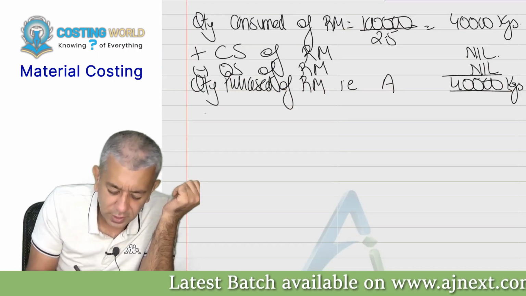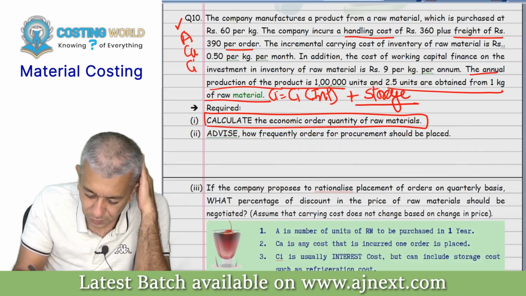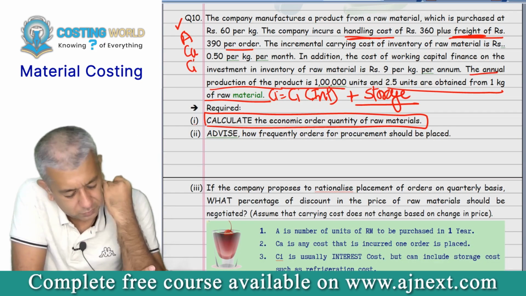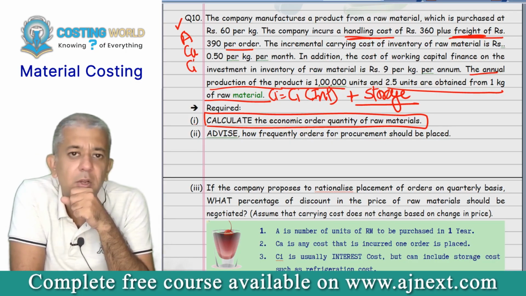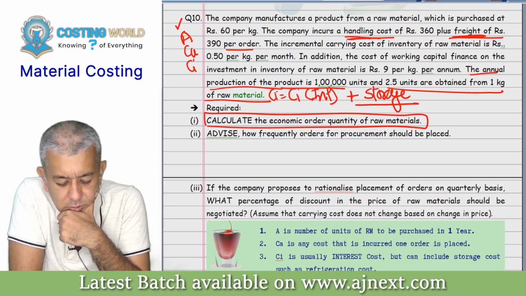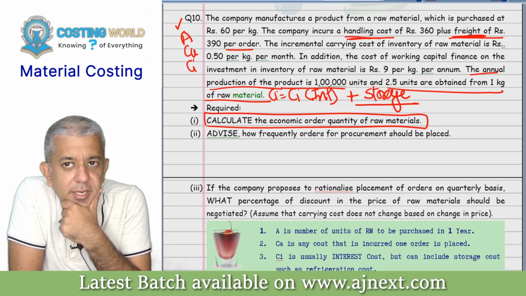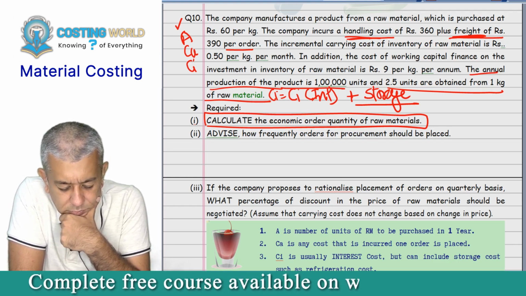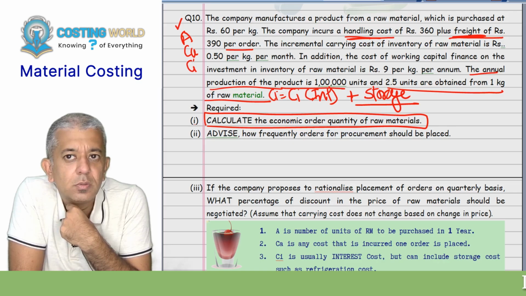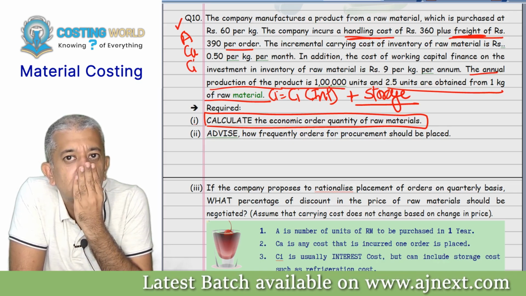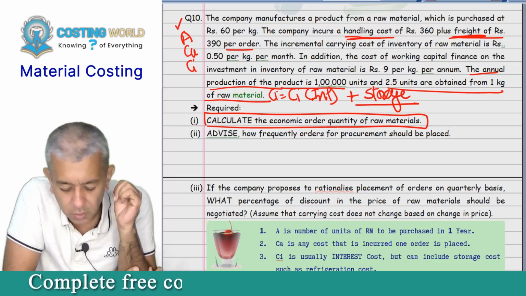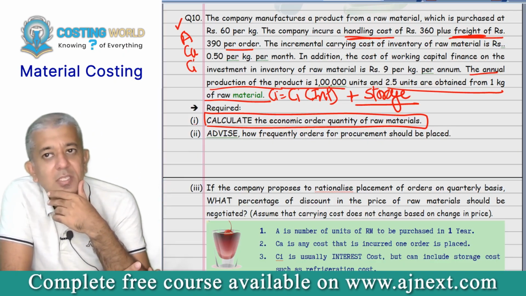Okay, so write down over here, CA is equal to handling cost plus freight cost. Handling cost plus freight cost is equal to 360 plus 390, is equal to rupees 750 per order. That's it. Okay, now whatever is left is supposed to be your CI cost.